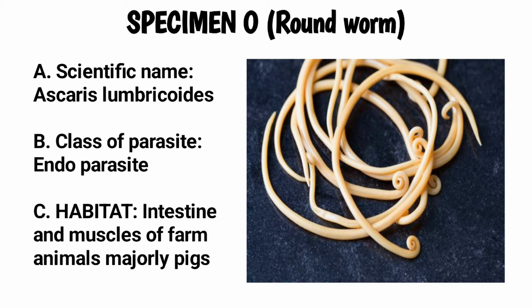So by consuming pig meat, which is pork, the person has a chance of getting infected with Ascaris lumbricoides, which is the roundworm. Just to add, the roundworm lives in muscles of farm animals, majorly pig. It means that specimen M, which is the meat, can serve as a habitat to the roundworm. So there's a relationship between M and O.